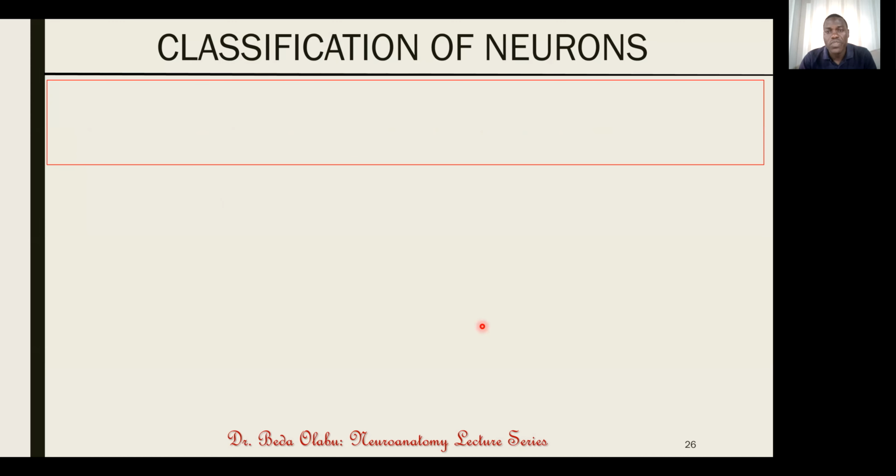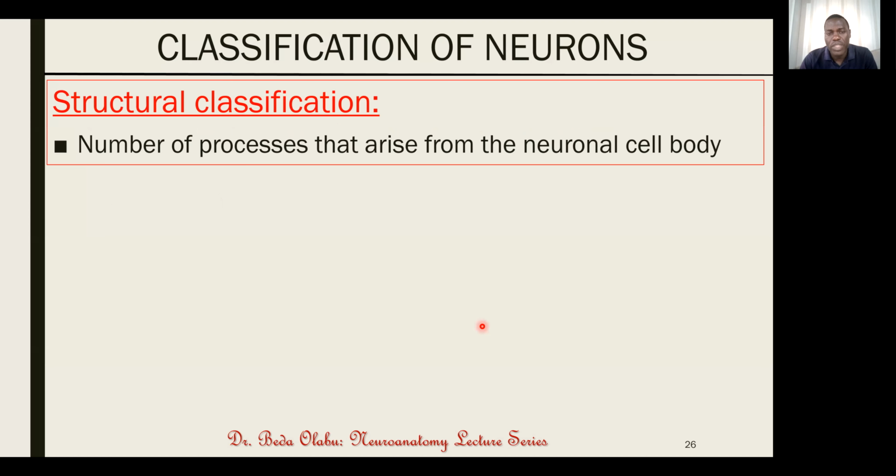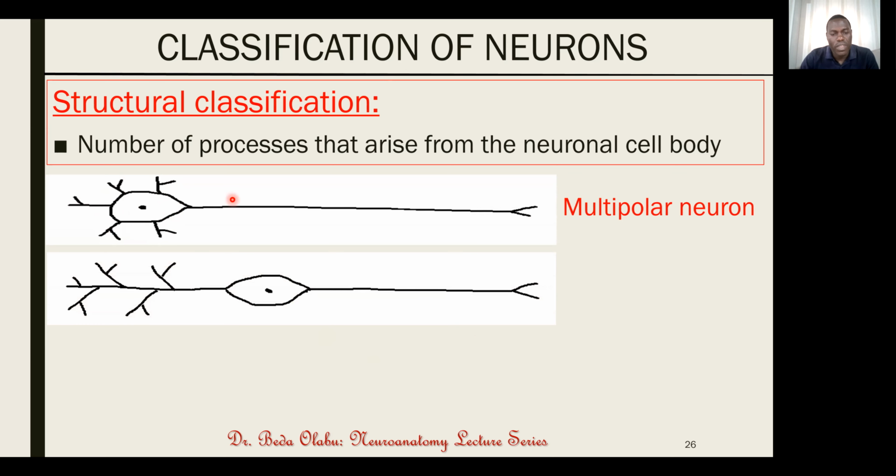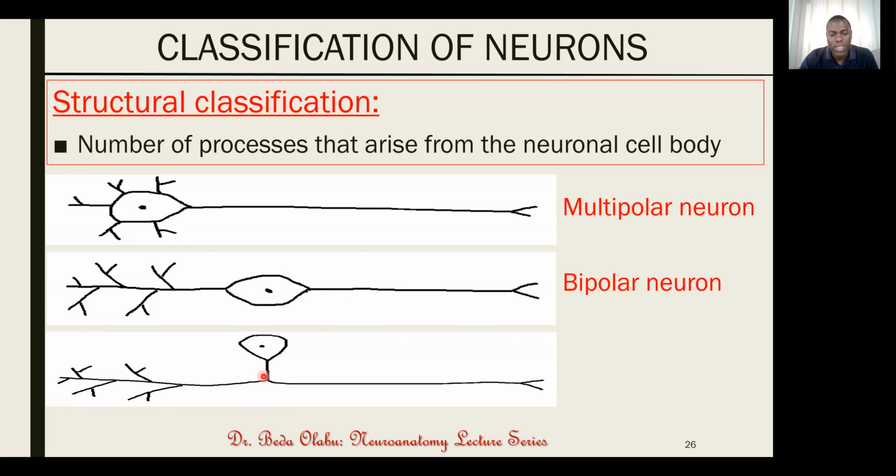We also talked about how we classify neurons, and we agreed on structural and functional classification of neurons. Today, I'll review those, but I'll also add two more ways in which we classify neurons. So one way of classifying neurons is structural classification, which is based on the number of processes that arise from the neuronal cell body. If you have multiple processes arising from the cell body, like in this one, where we have 5 dendrites and 1 axon, so 6 processes arising from the cell body, we call this a multipolar neuron. If there are 2 processes arising from the cell body, one axonal, the other dendritic, we call this a bipolar neuron. If a single process is arising from the cell body, but it seems to divide immediately, like in this case, we call this a pseudo-unipolar neuron.